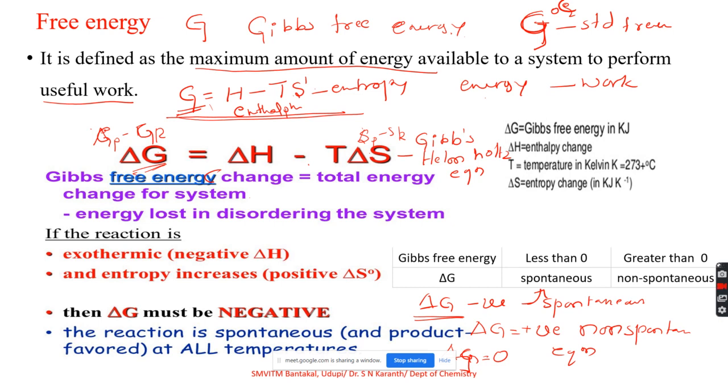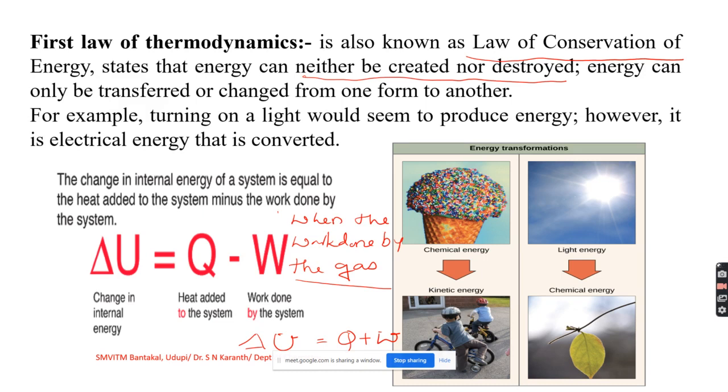So the reaction is, if it is in equilibrium, then delta G becomes 0. Then the first law of thermodynamics is called the law of conservation of energy. That is, energy can neither be created nor destroyed. So it is usually represented as delta U is equal to Q plus W, or delta U is equal to Q minus W when the work is done by the gas. Then in such a case, you can take it as Q minus W.